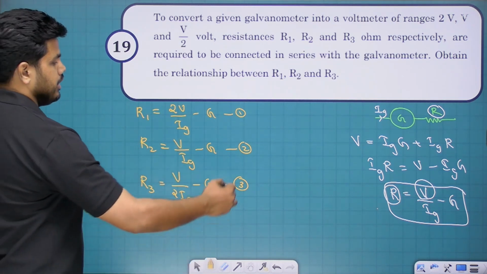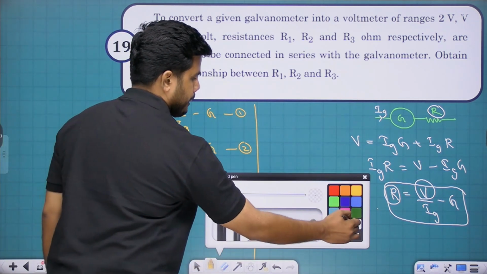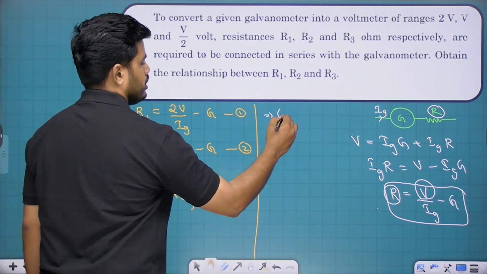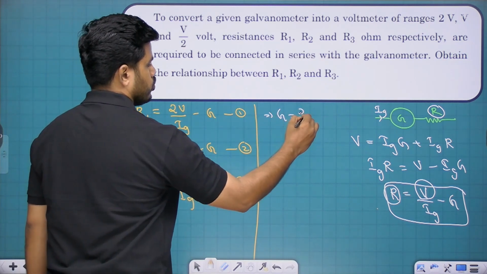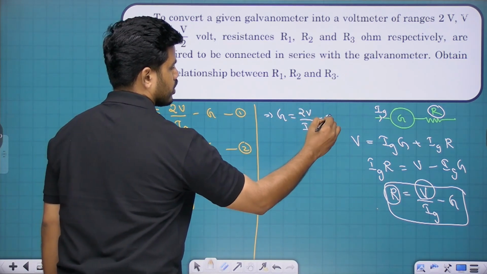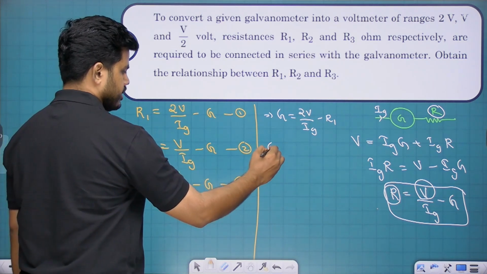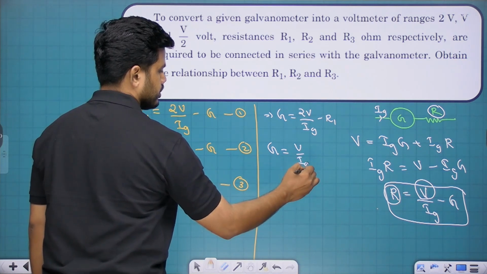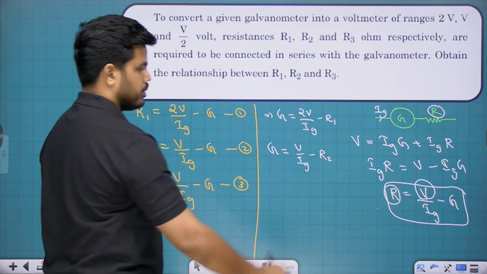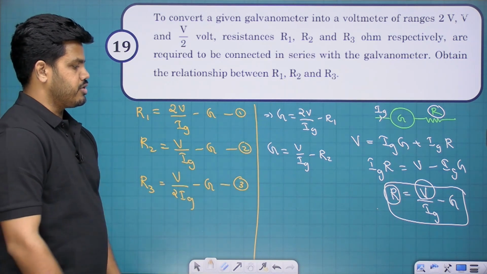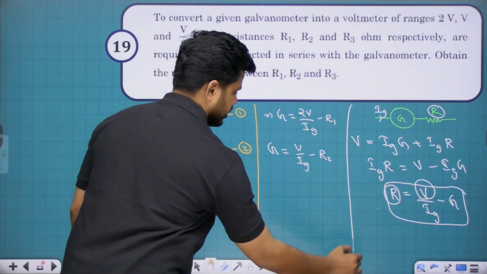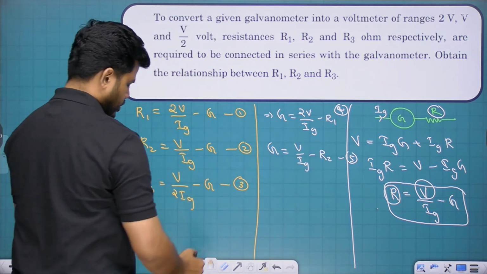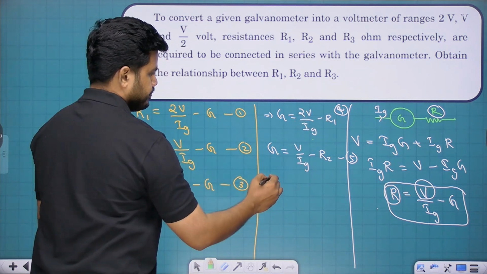Okay. So if you take equation number 1 and 2, from equation 1, what will be G? G is equal to 2V by Ig minus R1, correct? From equation number 2, we get G is equal to V by Ig minus R2. Okay, so these two equations, let me take them as equation number 4 and 5. Both of them have the same LHS, so I am going to equate the RHS.